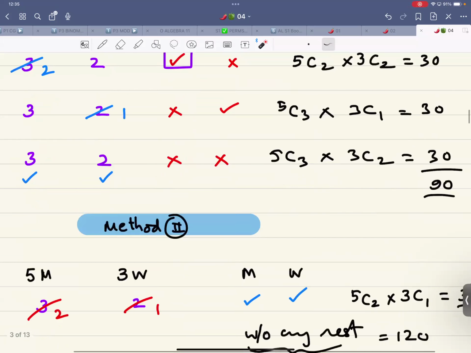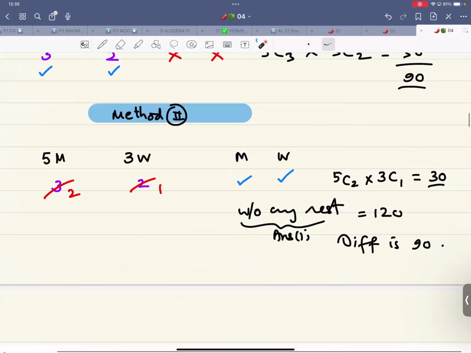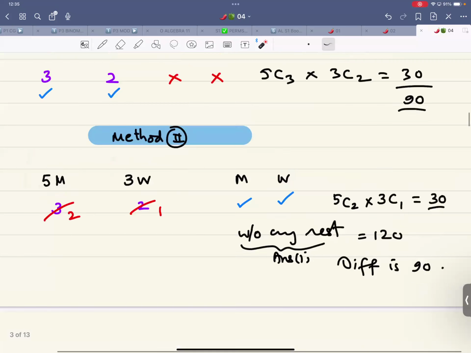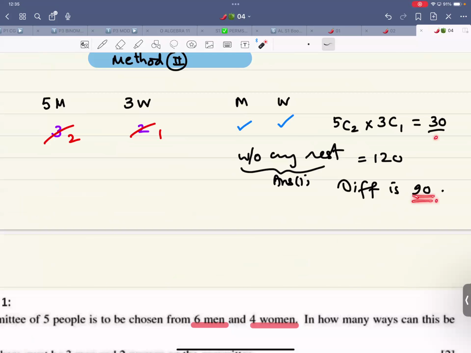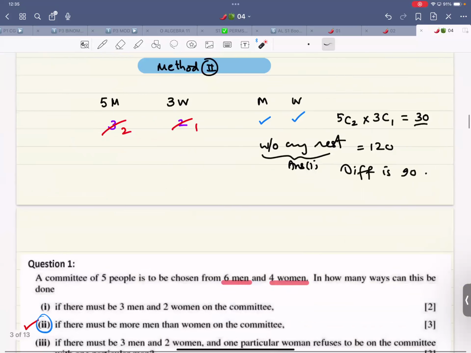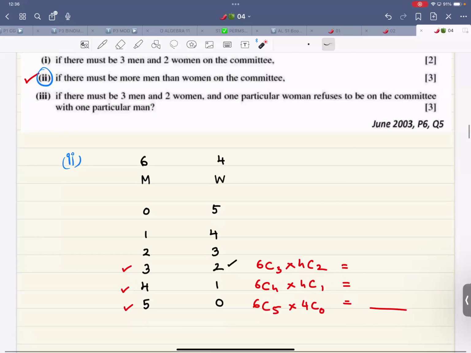That's one approach. The other approach is to form a committee with that man and woman. So instead of 3, I need a 2. Instead of 2, I need a 1, because 1 is selected. So 5C2 into 3C1, that comes out to be 30 without any restriction. The answer of first part is 120. So 120 minus 30 comes out to be 90. So this was a question of combination in which one person cannot stand another person. The second part was straightforward.